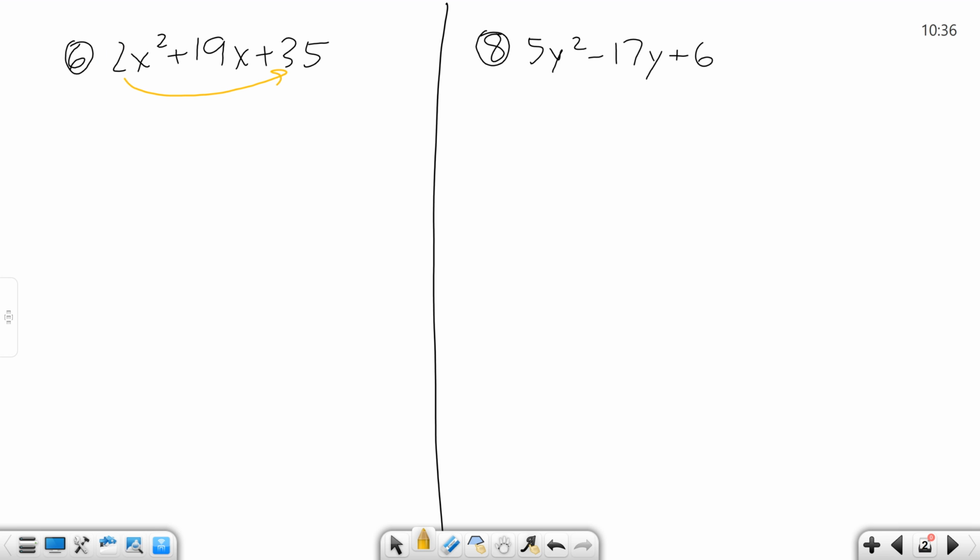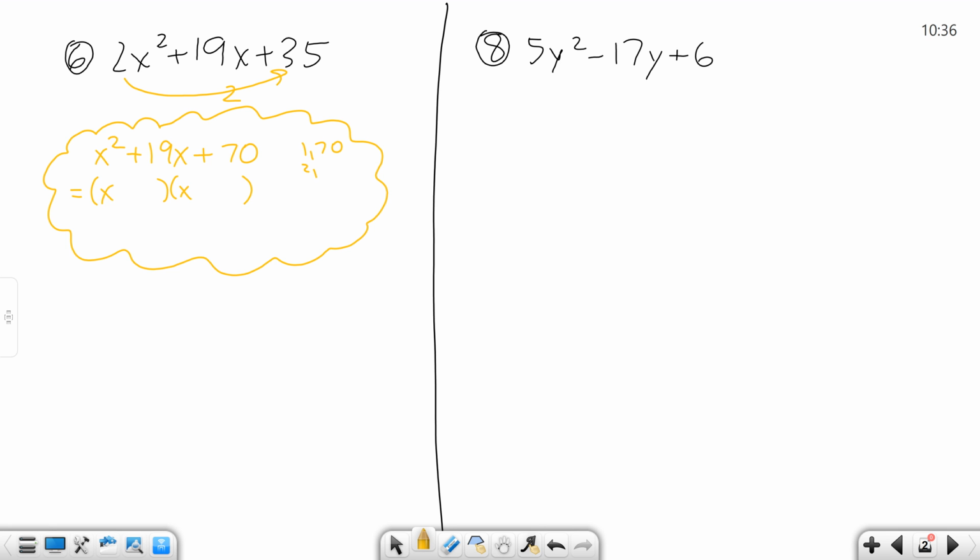So I'm going to take the 2 and multiply it by the 35. In my thought cloud, remember I use a thought cloud because it's not equal to this, and it's also not done yet, not finished. So I'm going to change this to just good old x squared plus 19x, and then plus 35 times 2 is 70. So then I come down here and say, okay, if this is going to work, it's going to be x and x. I have 1 and 70, 2 and 35, 5 and 14, 7 and 10. 8 and 9 don't work.